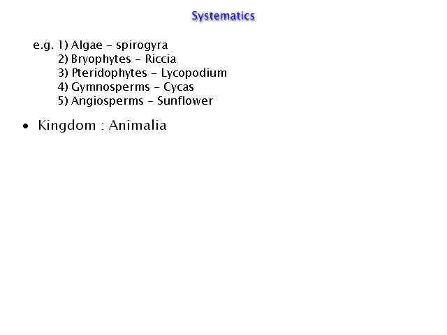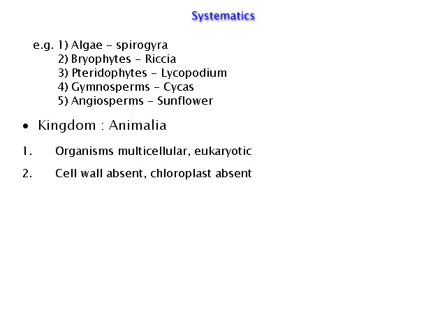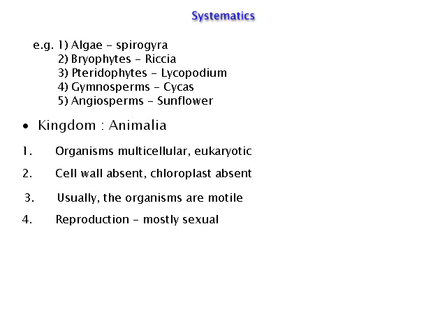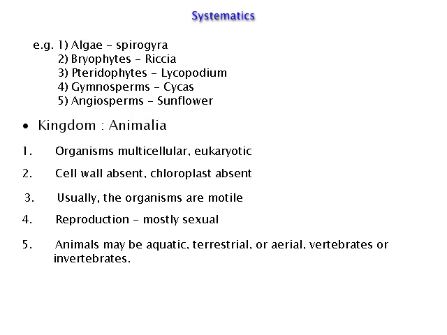Kingdom Animalia. Organisms are multicellular and eukaryotic. Cell wall is absent, chloroplasts are absent. Usually the organisms are motile. Reproduction is mostly sexual. Animals may be aquatic, terrestrial or aerial, vertebrates or invertebrates.